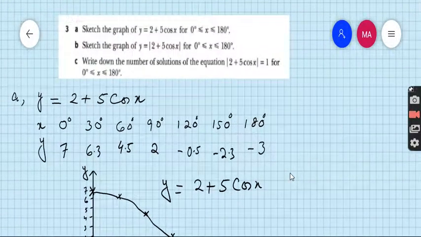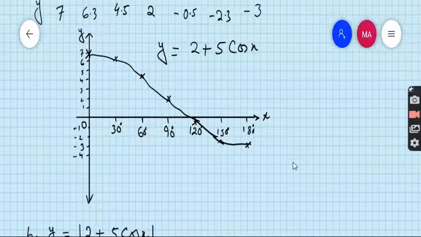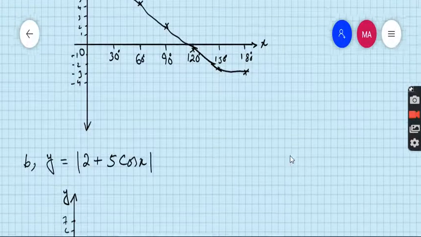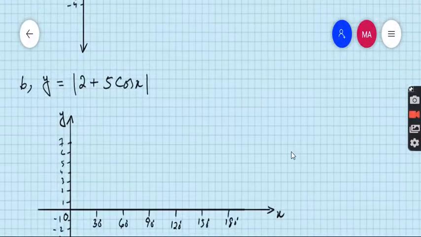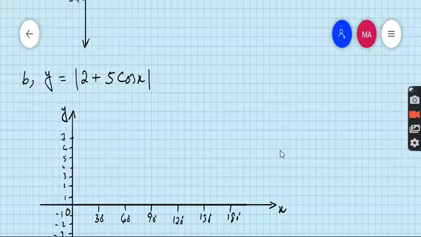What is part B? Sketch the graph of y is equals to the absolute value of 2 plus 5 cos x for 0 to 180 degrees. It's very easy. No need to draw, no need to make the table again. All values are the same except those values which are below the x-axis.